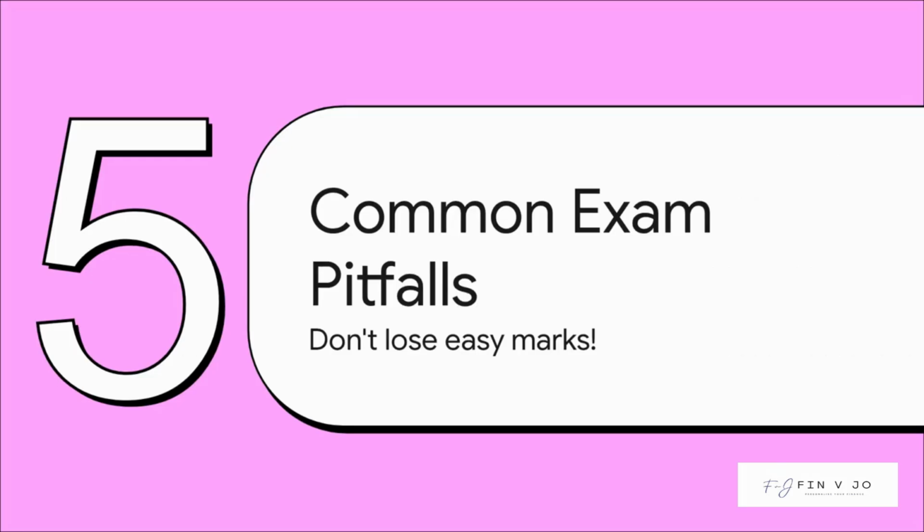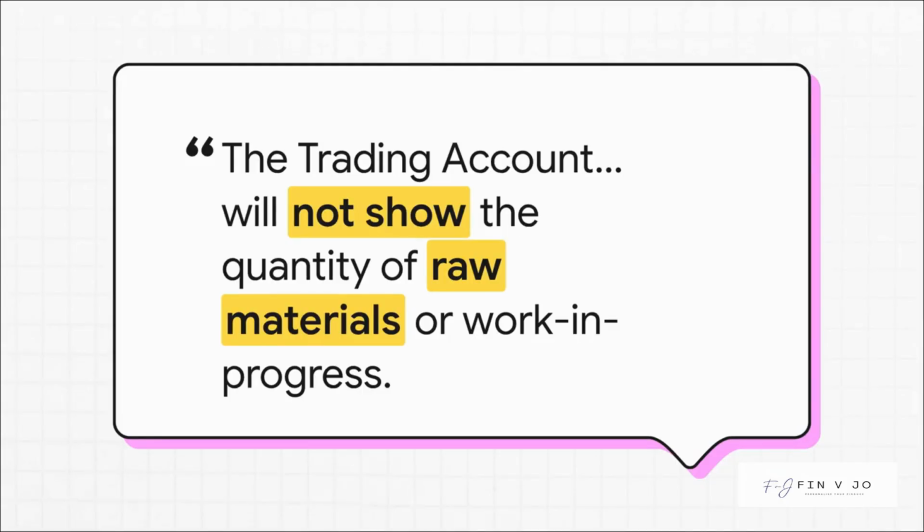Section 5. Common exam pitfalls. Let's make sure you don't lose easy marks. Even with simple math, things can definitely get a little tricky on test day. So let me say this loud and clear. Never ever let an exam trick you into putting raw materials or WIP into a trading account. Those belong exclusively in the manufacturing account. The trading account only cares about finished goods that are ready to be sold right now. Mixing these up is for sure the number one reason students lose points on final account questions.